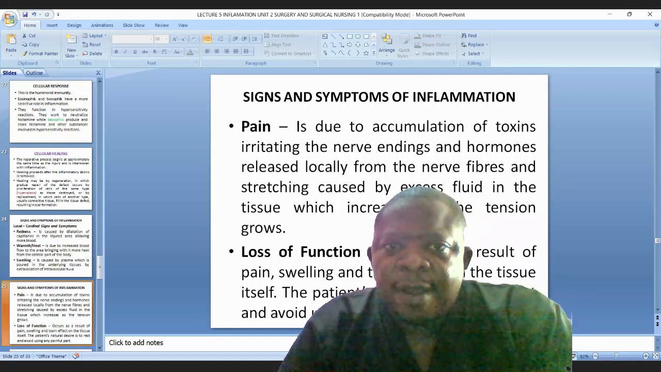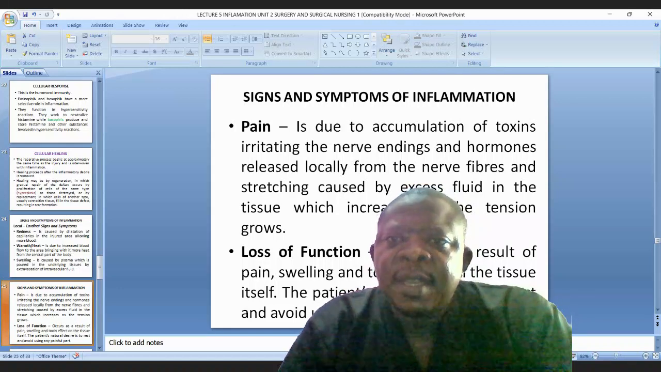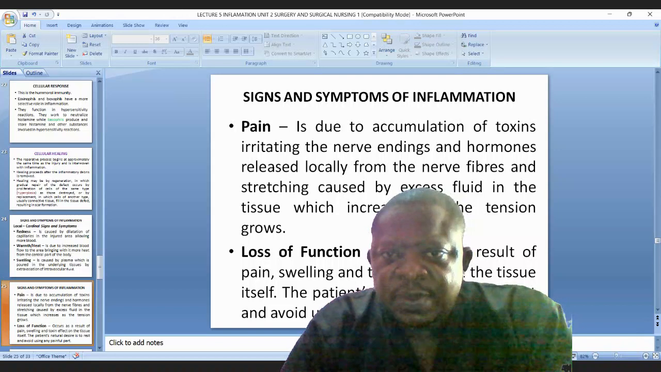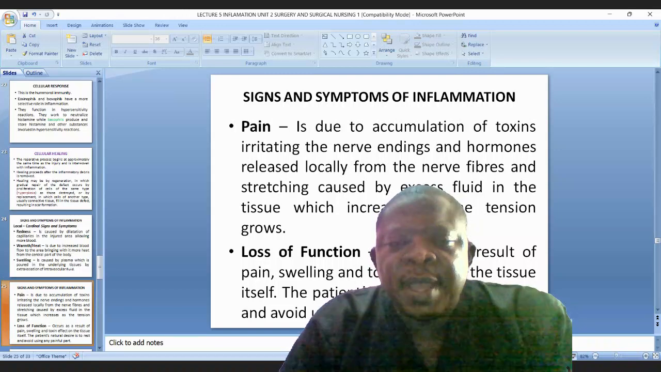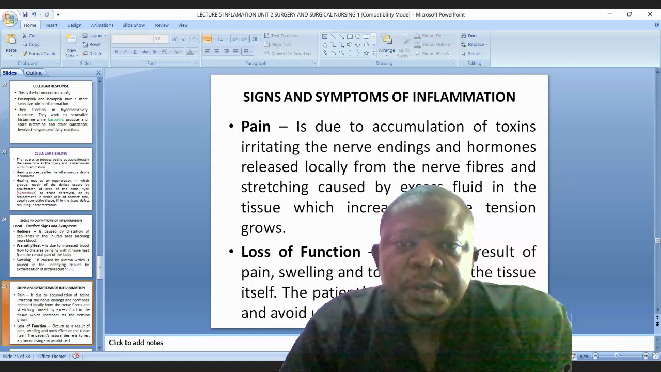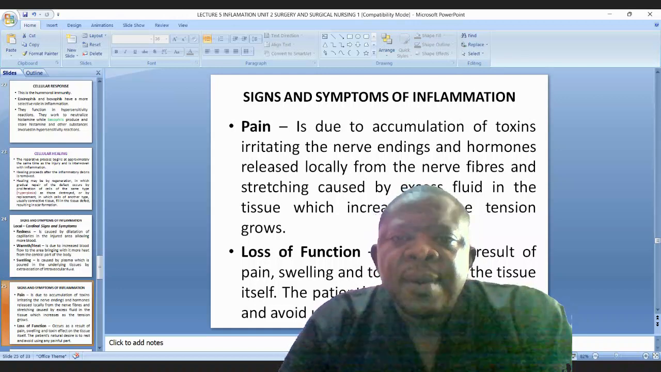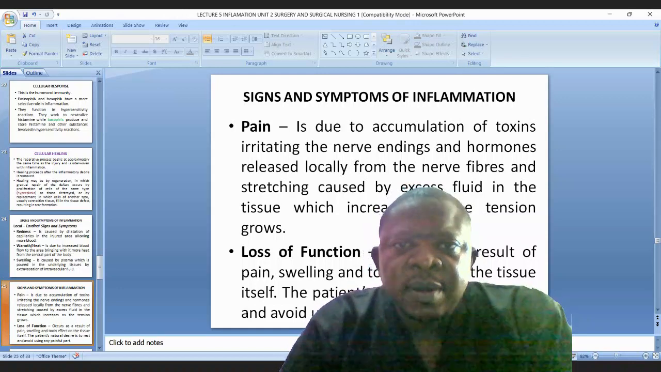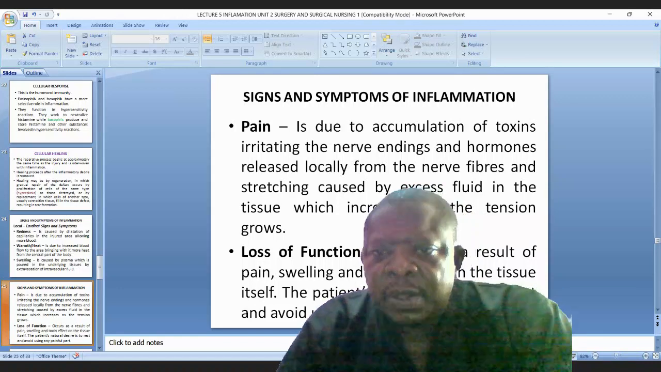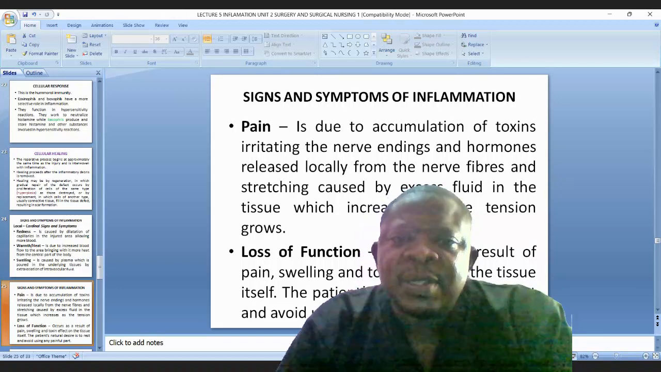The general or systemic signs and symptoms may include general body malaise and loss of appetite. Too much pain affects the hypothalamus, so that's why we have loss of appetite. There's fatigue, there's fever because of the presence of infection, there's tachycardia, oliguria, or constipation. So these are the general systemic signs and symptoms of inflammation.